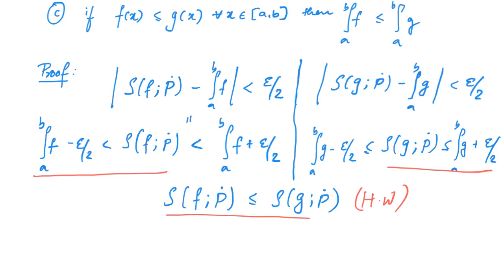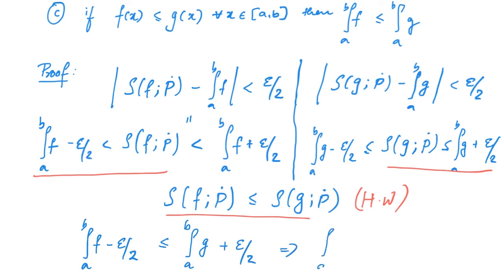So what happens? We know that integral a to b f minus epsilon by 2 is less than or equal to S of f P dot, which is less than or equal to S of g P dot, which is less than or equal to integral a to b g plus epsilon by 2. So this implies that integral a to b f is less than or equal to integral a to b g plus epsilon. But as epsilon is arbitrary, we have the proof.